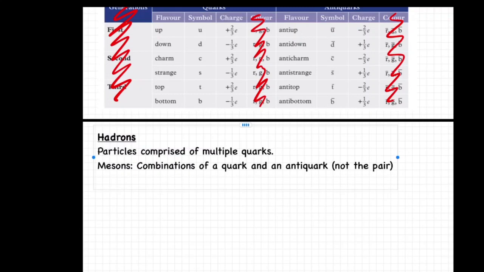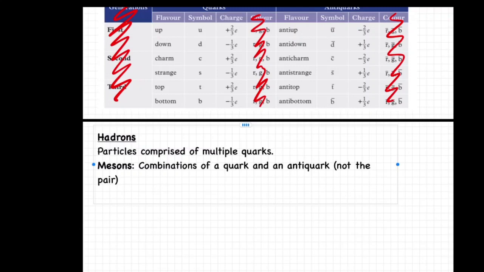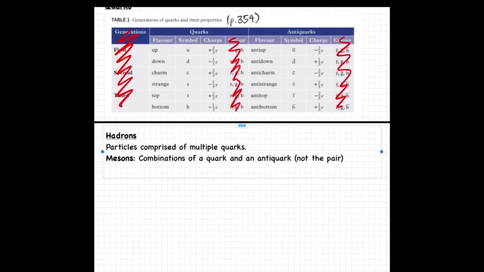We'll bold that. And then the other thing is baryons. Combinations of 3 quarks or 3 antiquarks.